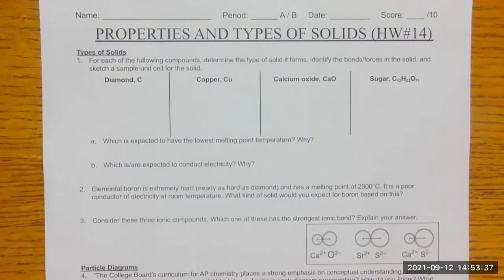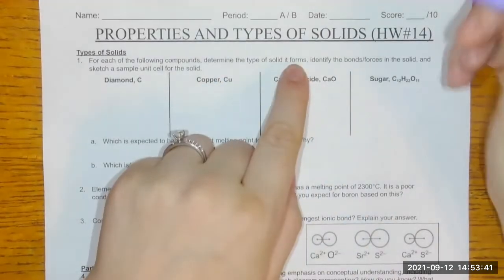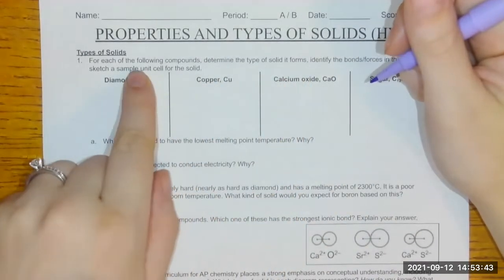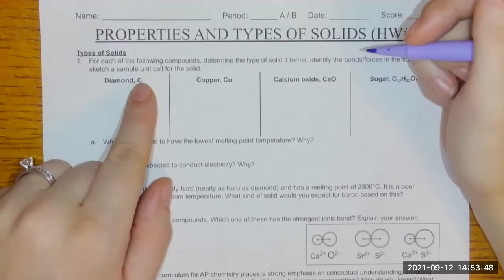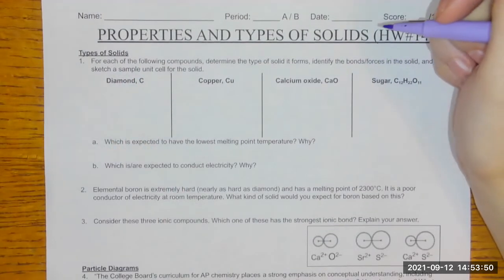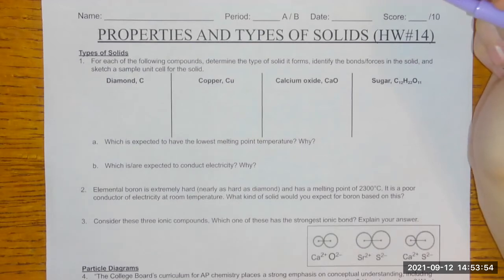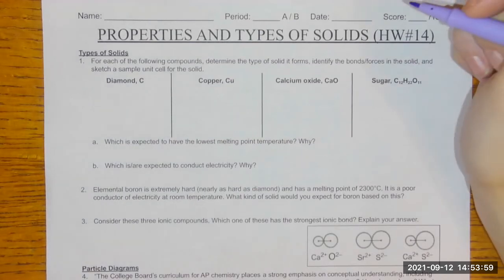Alrighty, so homework 14, properties and types of solids. For each of the following compounds, determine the type of solid that it forms. Identify the bonds or the forces in the solid. Sketch a sample for each.